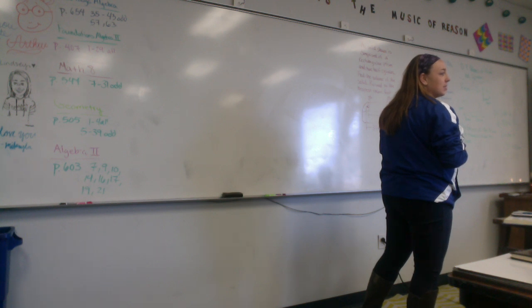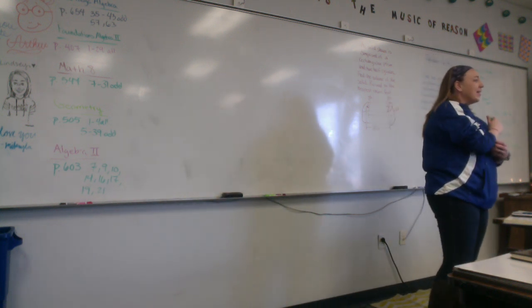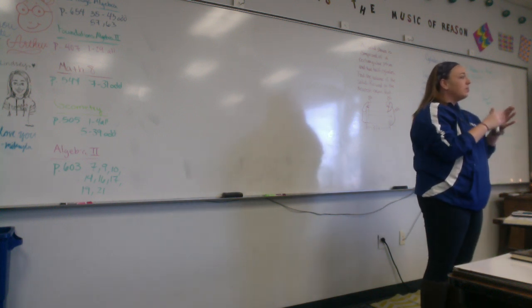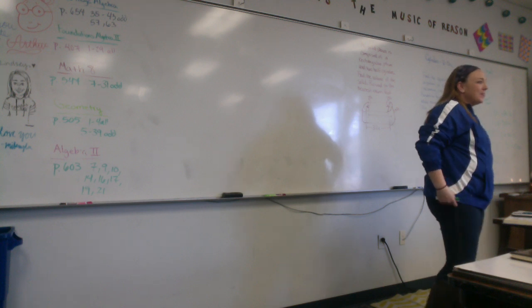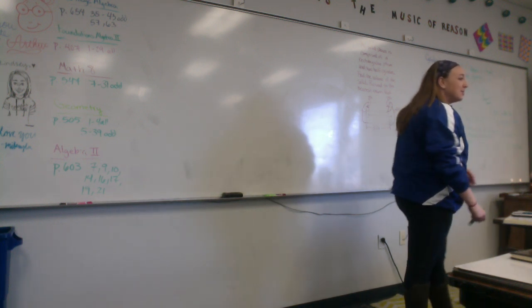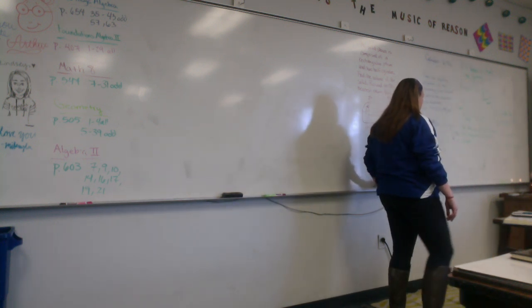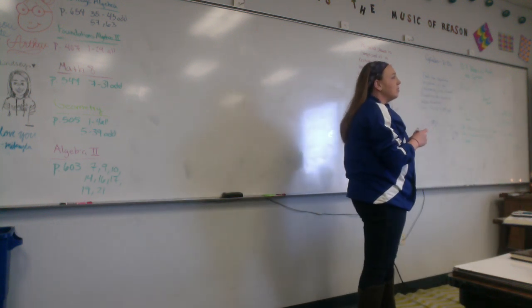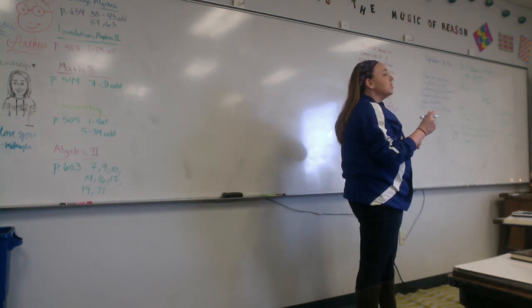What is it? A equals 1/2 H times B1 plus B2. Yeah, 1/2 of B1 plus B2 times H. I just threw that out there to see if we could remember. Funny how that works, huh? Remember area of trapezoid, 1/2 base 1 plus base 2 times your height.